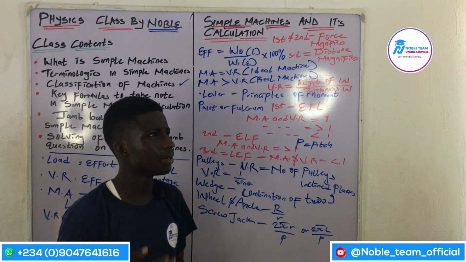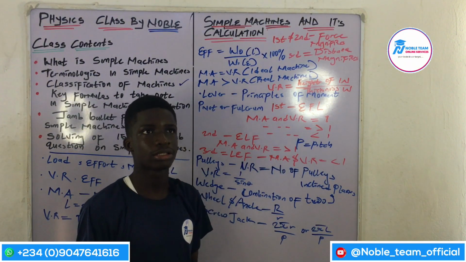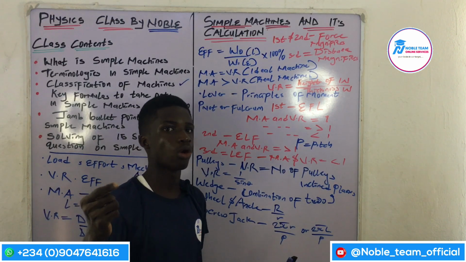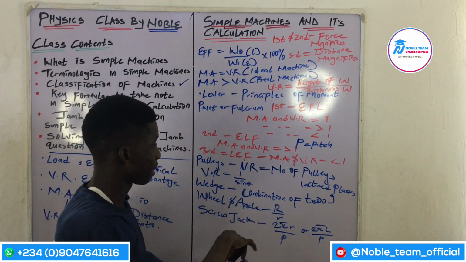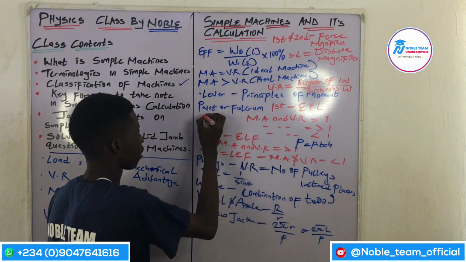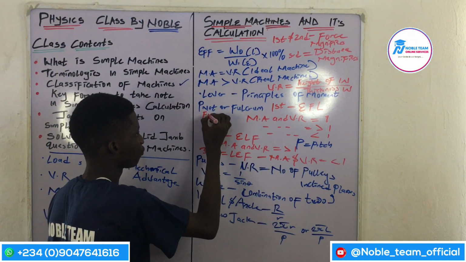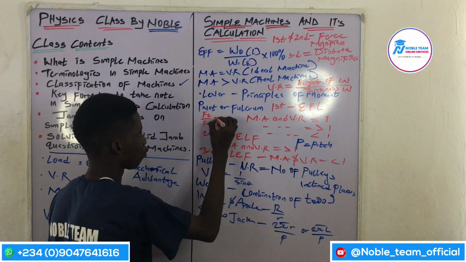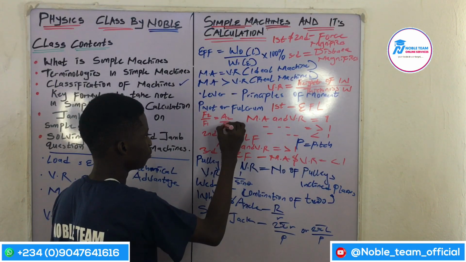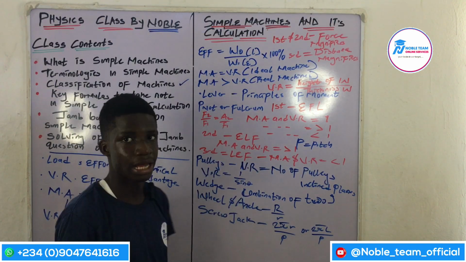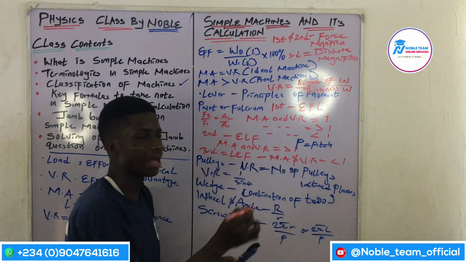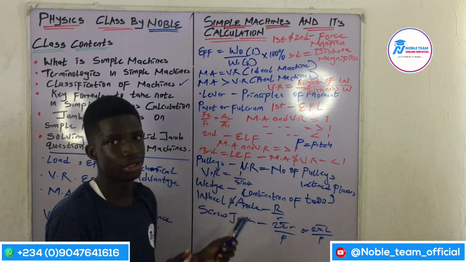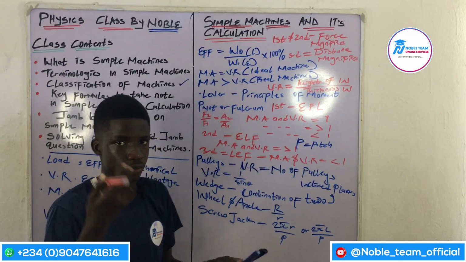Now, the last point I want us to take note of is the hydraulic press. Once we hear hydraulic press, this particular point falls under what we call Pascal's principle, which is when we have F2 over F1 equal to A2 over A1. This is what we call Pascal's principle. But I'm not going deep here. I just want us to refresh our memory.